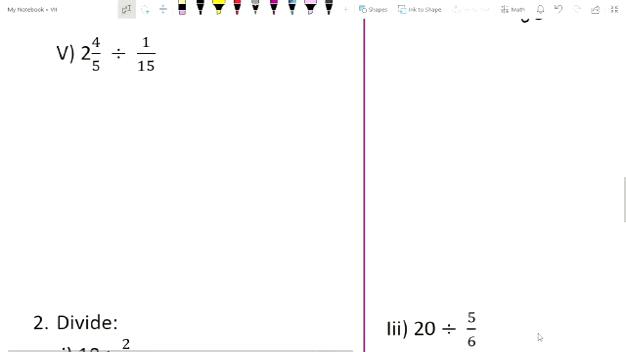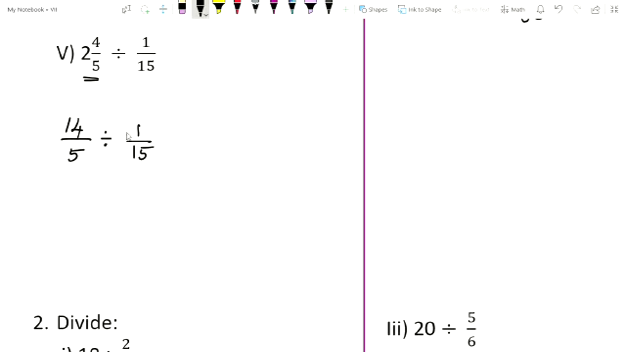See the next question. 2 into 4 by 5 divide 1 by 15. Here the first term is in the form of a mixed fraction. If it is in the form of mixed fractions, what do you want to do, children? We have to convert it into an improper fraction. Okay, first you convert this to an improper fraction. So 5 twos are 10, 10 plus 4, 14. 14 by 5 divide 1 by 15.